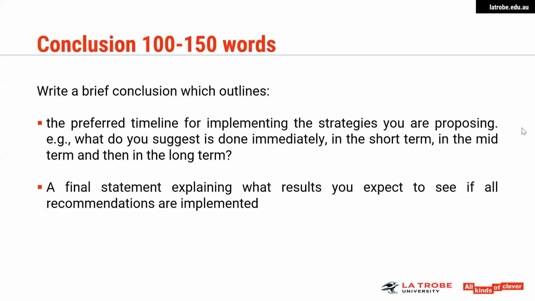So your conclusion should be about 100 to 150 words. It's a brief outline of what your proposed timeline is, what your proposed recommendations are, and what the consequences are. So your final statement of your conclusion, have something that explains what your expectations of what those results will be if all of your recommendations are implemented.